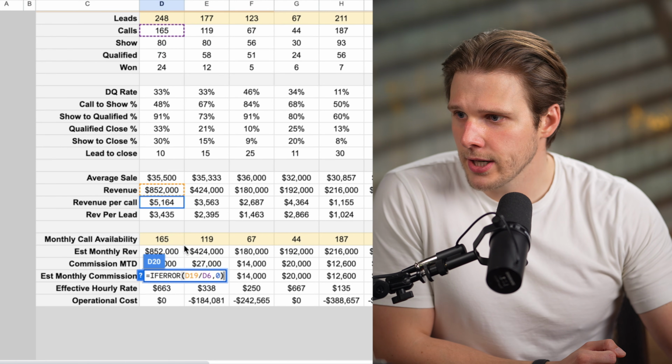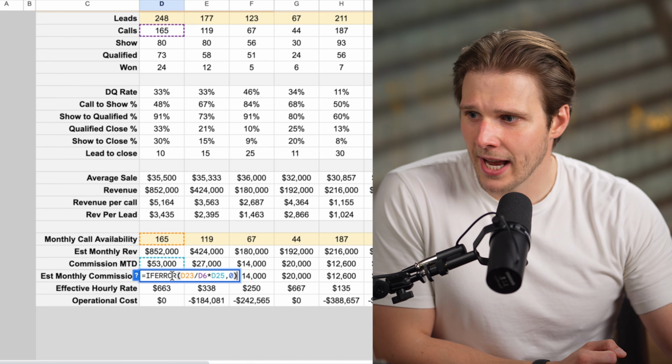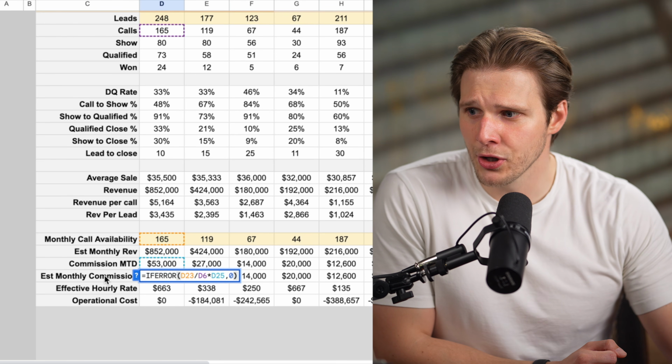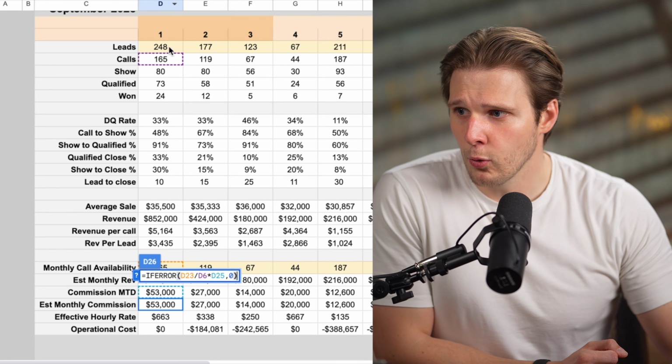And most of this sheet is completely formulaic. For example, I can even estimate how much their monthly commission is going to end up being by looking at what they've done so far.